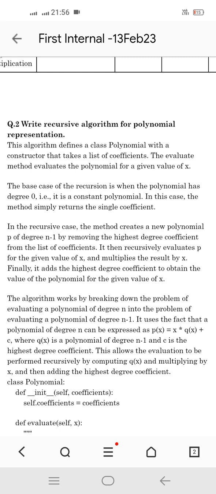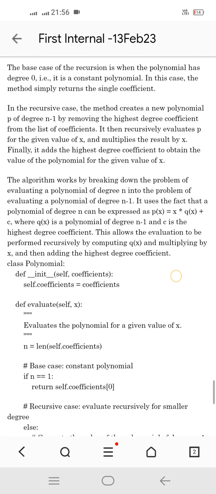In the recursive case, the method creates a new polynomial p of degree n minus 1 by removing the highest degree coefficient from the list of coefficients. It then recursively evaluates p for the given value of x and multiplies the result by x. Finally, it adds the highest degree coefficient to obtain the value of the polynomial for the given value of x.